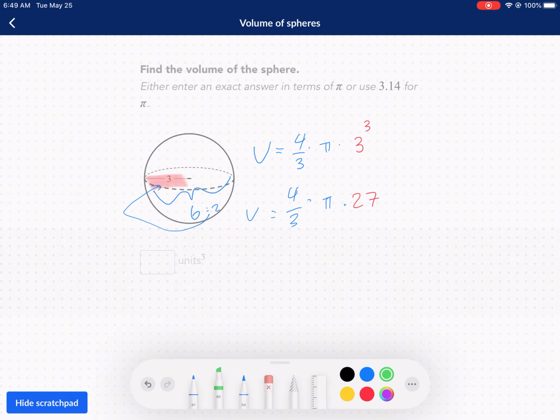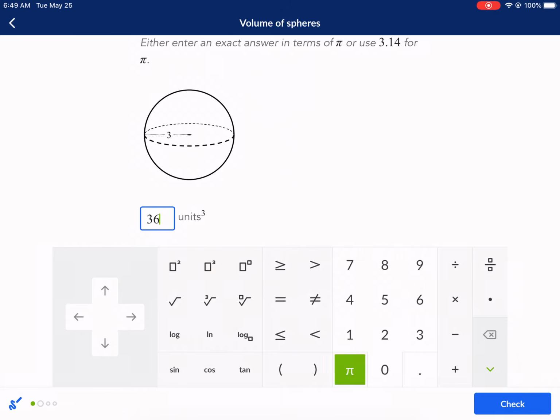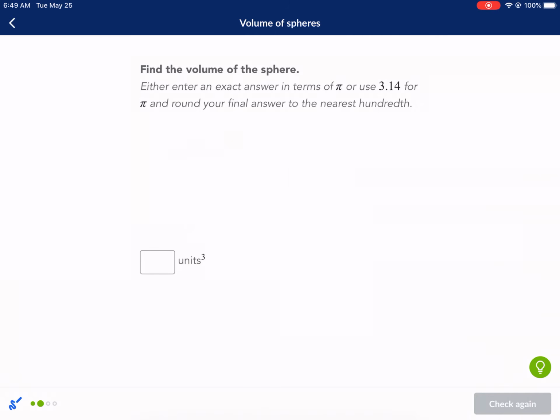Now, if you like using the method I just used, I'm looking to divide first. And 27 is divisible by 3, and that's 9. So I have 9 here. Let's go to green. I have 9 times pi times 4 equals my volume. That equals 36 pi, because 9 times 4 is 36. We're going to leave it in terms of pi as suggested in the instructions. 36 pi. Boom. Next question.